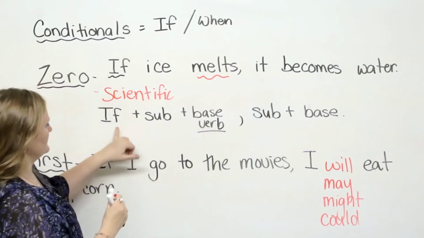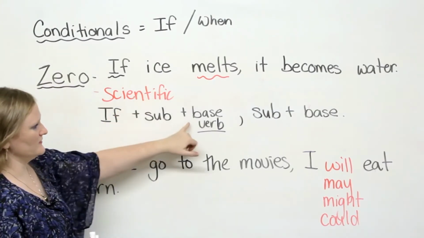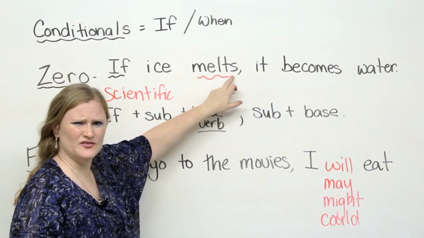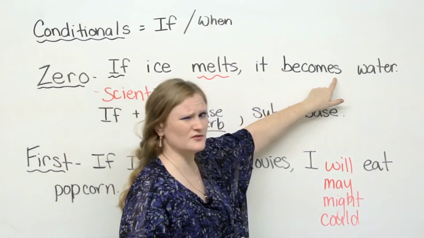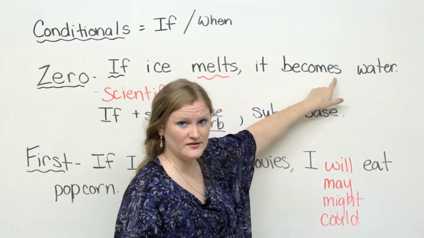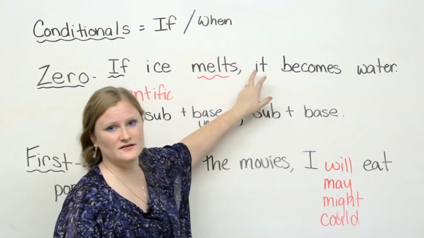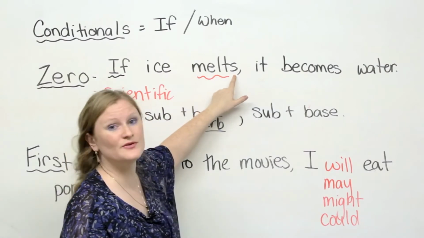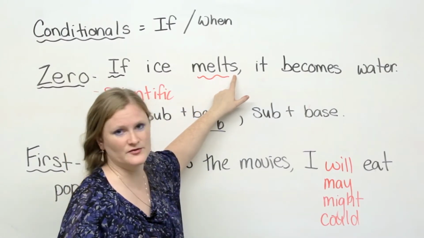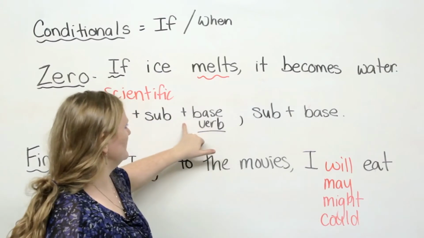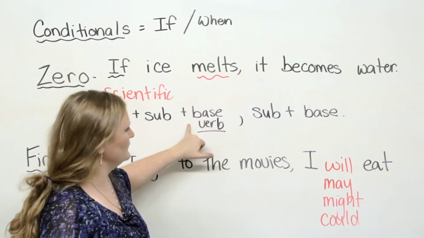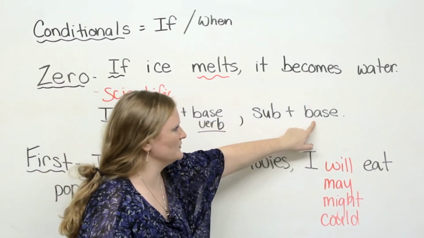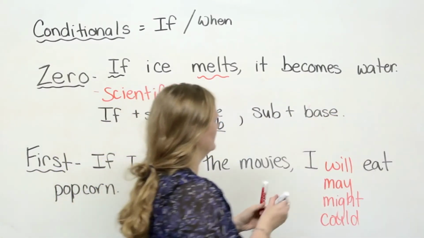So, if we look at this, I have if, my subject is ice, and I have melts. Oh, why did I put an S on melts? And why did I put an S on becomes? Does anyone know the answer? The answer is because this is singular. It and ice is singular. If your subject is singular, you need to put an S on the verb 100% of the time. So, if ice melts, I have a comma. It is my subject. Becomes, base verb again, water. Base verb.